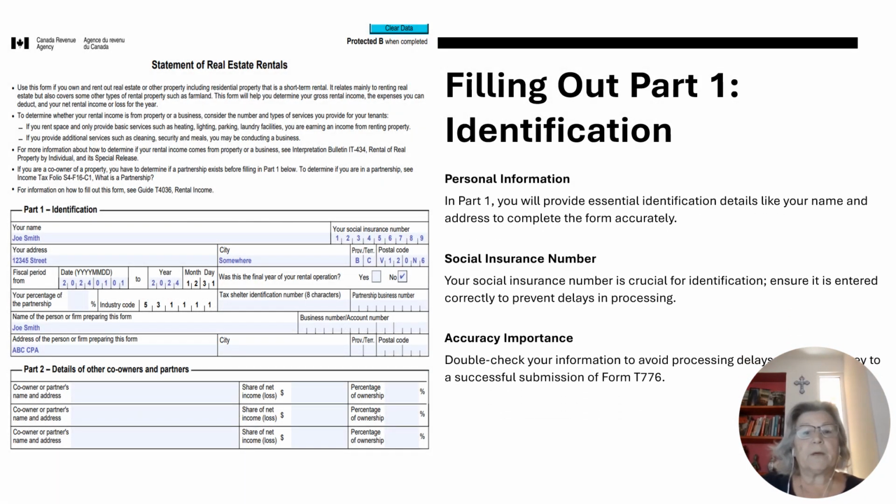Filling out part one, your identification. So your name, Joe Smith, your social insurance number, your address, postal code. Be accurate, fill it out, or you may get a rejection, a diagnostic that rejects it.